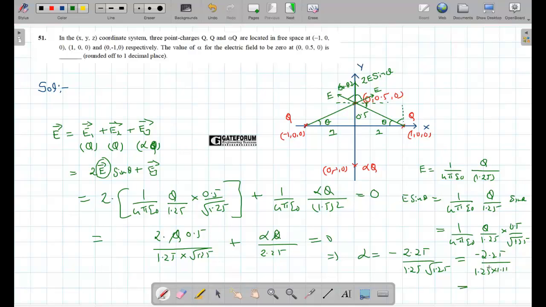If we take the calculator and solve it, we get around 1.609, or rounded up to one decimal place, 1.6 is the right answer. Minus 1.6. It has to be a negative sign, right? So the answer is minus 1.6. In case you are getting a positive answer, be careful, because if it's positive, then the net electric field will never be 0. To make it 0, it has to be negative. This is the end of the question from electrostatics from the electrical engineering paper.